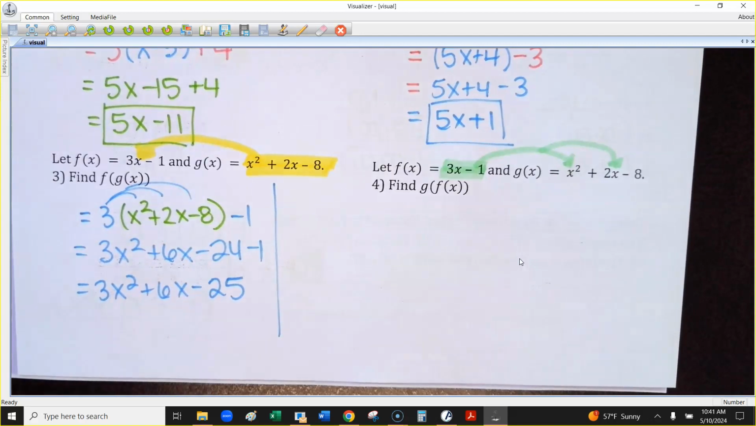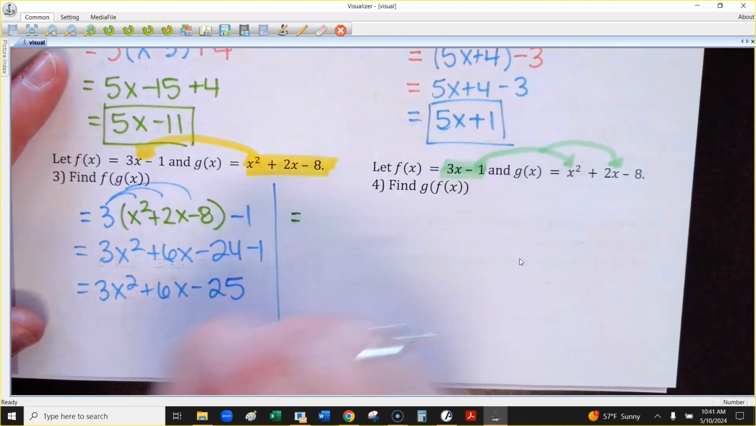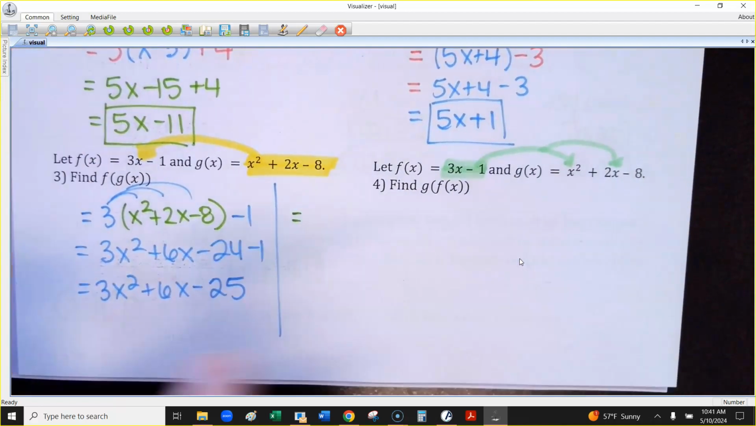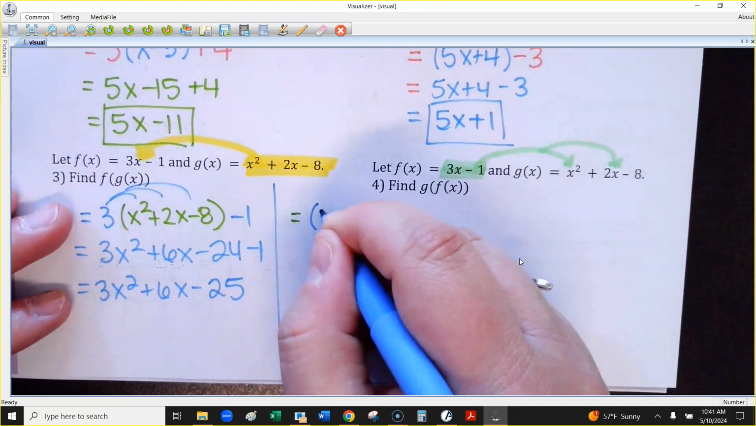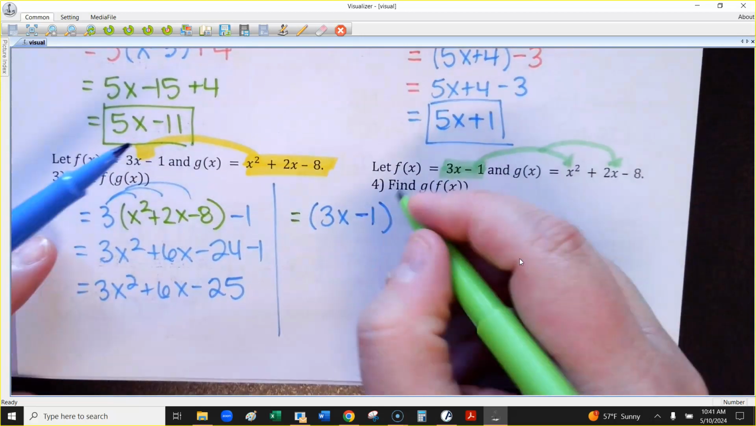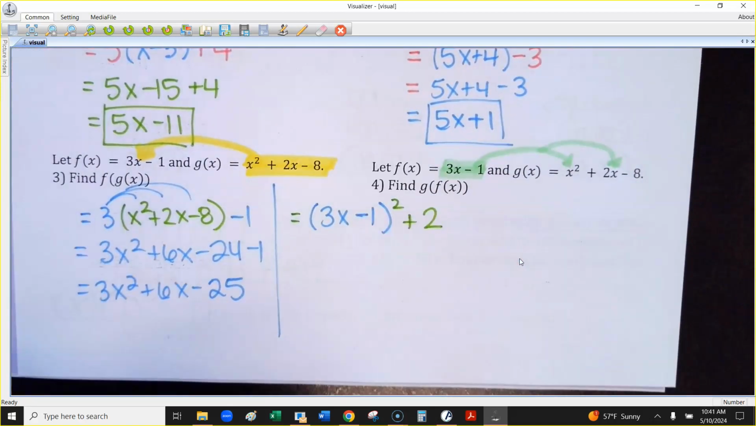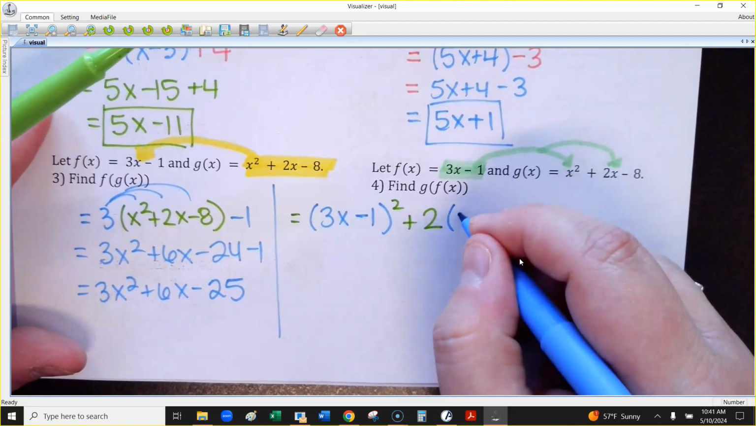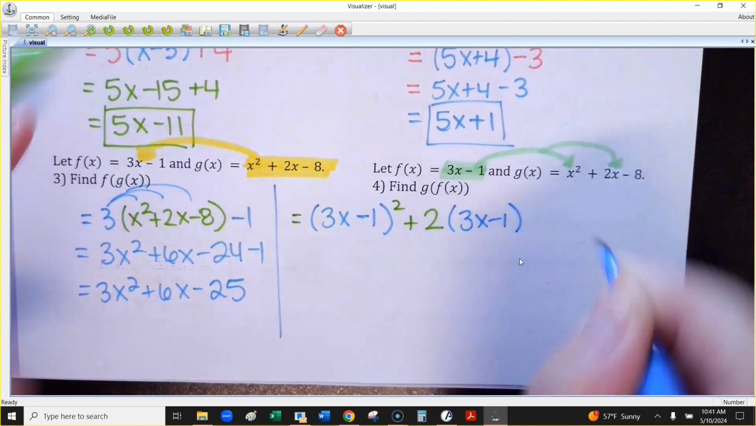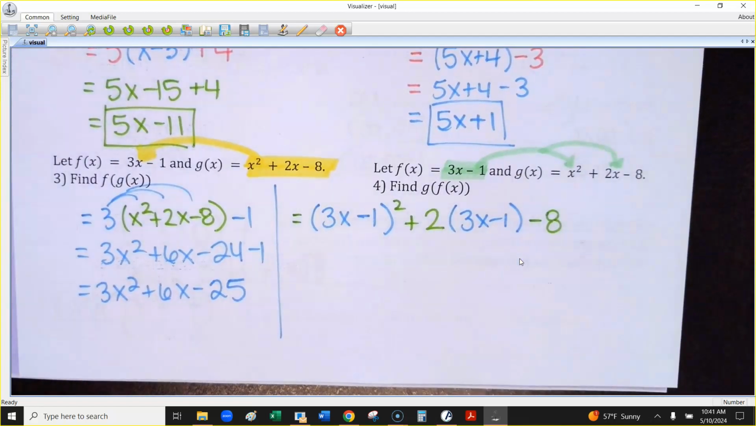It's not hard. It's stuff that you guys have been doing all year. So instead of x squared, I'm going to substitute in that 3x minus 1. That would be squared. Then I would have plus 2. And then I have to also replace that x with the 3x minus 1. And then we had that minus 8 on the end. So just separating it out.